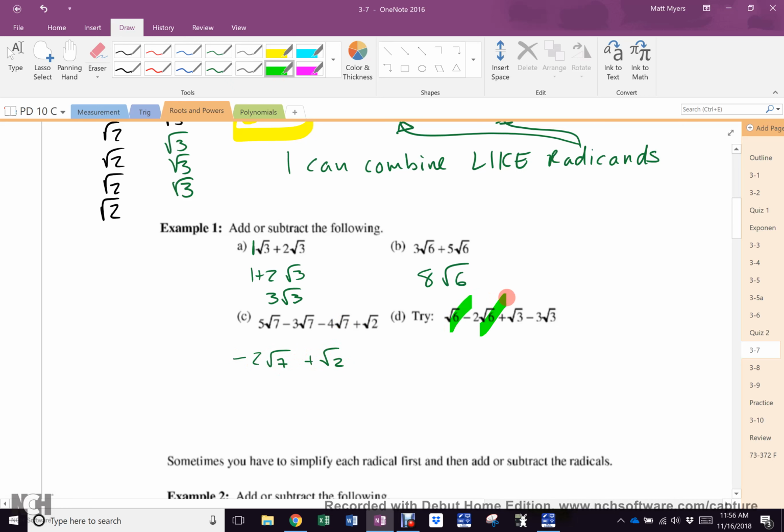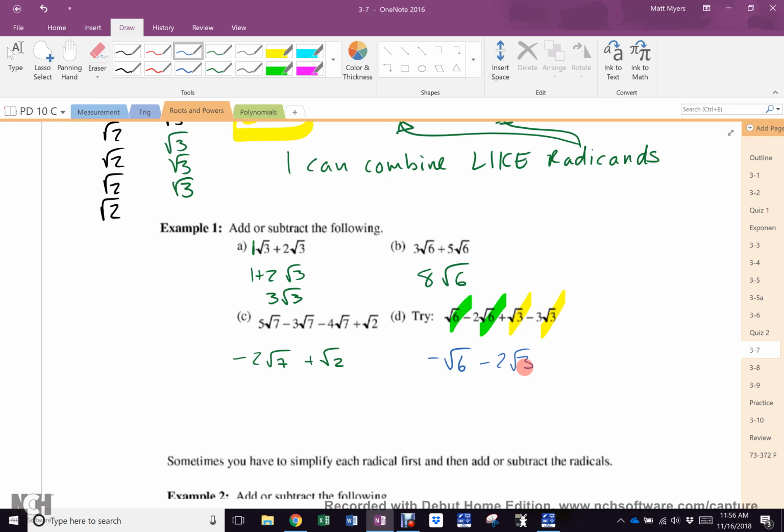What have I got in D? What's there and there? 6. The same radicand. So what do I get to do? Combine them to get what? Negative root 6. What have I got there and there? The same radicand, so I get to combine them. What is it? Minus 2 root 3. Is everybody good? That is the only piece of new knowledge.